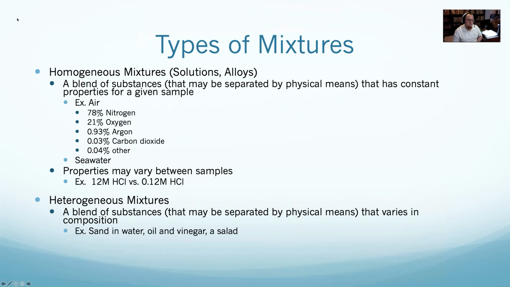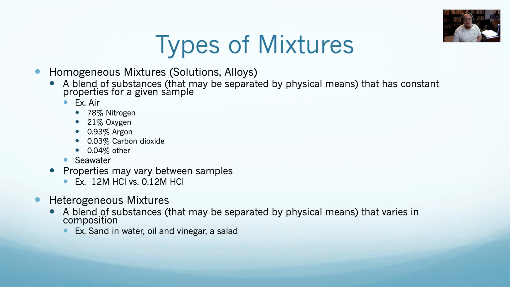A homogeneous mixture: solutions are normally homogeneous, and metal alloys are normally homogeneous mixtures. They can be separated with physical means, but there's a constant property for a given sample. Air is 78% nitrogen, 21% oxygen, 0.93% argon, 0.03% carbon dioxide, 0.04% other things. That's a homogeneous mixture. It's all uniform.